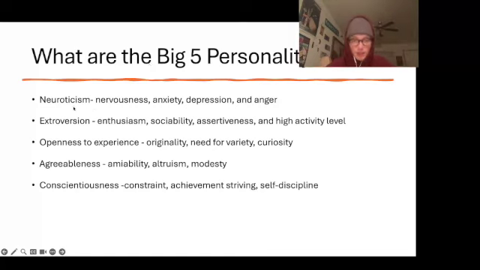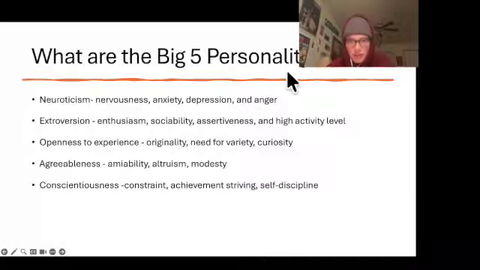That's neuroticism, which is nervousness, anxiety, depression, and anger. Extroversion, which is enthusiasm, sociability, assertiveness, and high activity level. Openness to experience, or openness, is originality, need for variety, and curiosity. Agreeableness is amiability, altruism, and modesty. And then conscientiousness is constraint, achievement striving, and self-discipline.